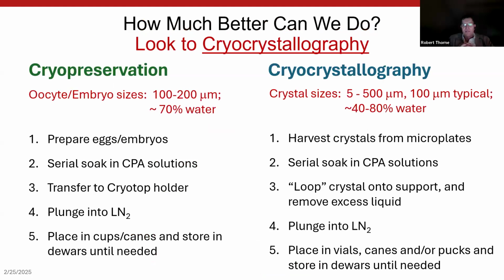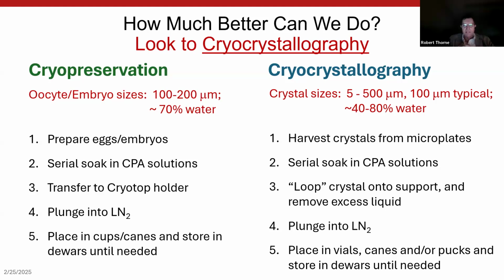So how much better can we do in cooling and warming over current practice in assisted reproduction? Well, if you look at the samples that the two fields deal with, they're about the same size. There's complete overlap in sizes between oocytes and embryos and the sizes of crystals used in crystallography. And there's also overlap in the water contents. Average protein crystals have 55% water content by volume. And the record, I think, is actually 98% water that someone got a structure from. But in any case, 70% is not uncommon.